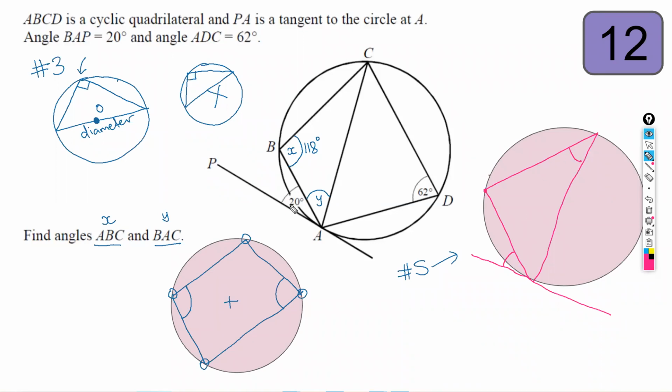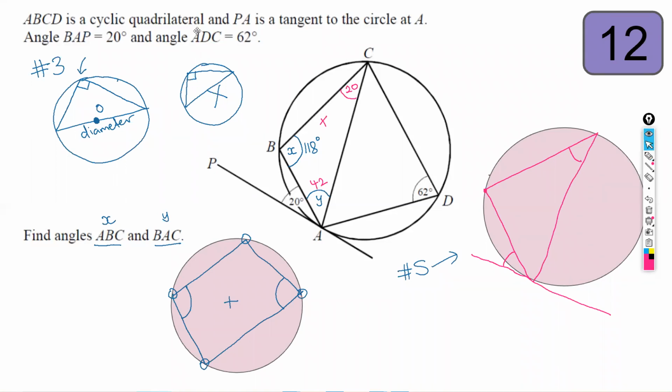So if here is 20, then this angle here is also 20. And all the angles in a triangle add up to how much? 180. So I think you just need to add these two and minus it from 180. And I believe you will get 42. Right, so run through that.